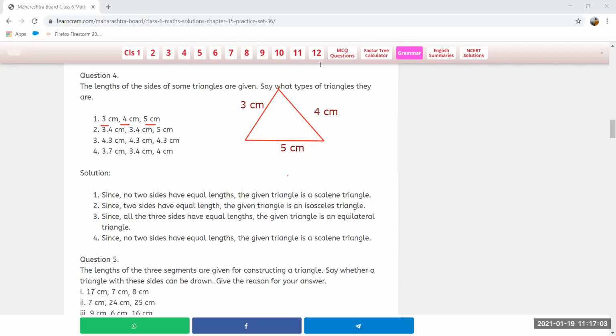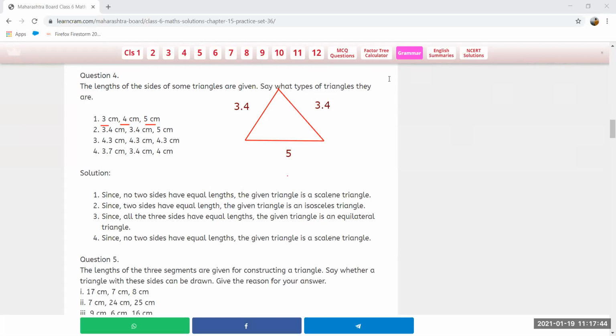Now, next one, the second question is what? 3.4 centimeter. For example, if this is 3.4 centimeter, the second one is also 3.4 centimeter, and the third side is 5 centimeter. Now here in this case, one of the sides is 3.4 centimeter, another side is also 3.4 centimeter.